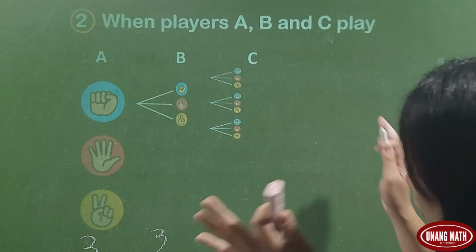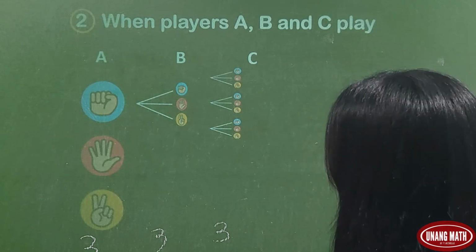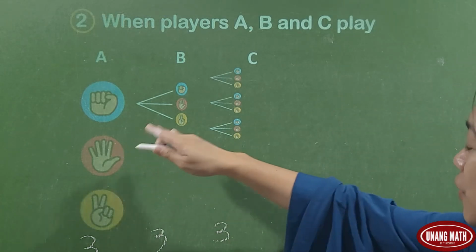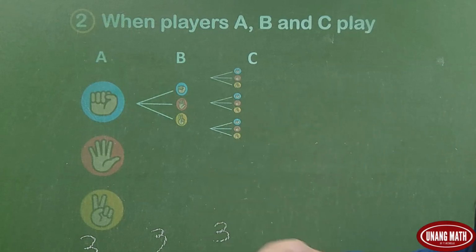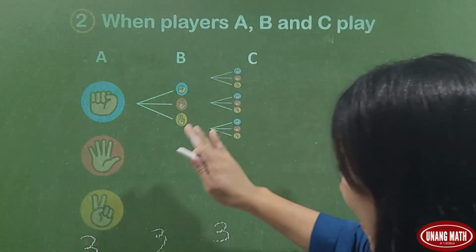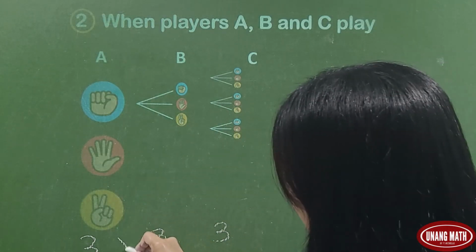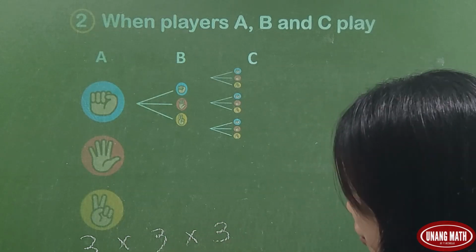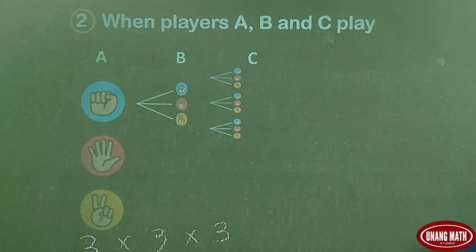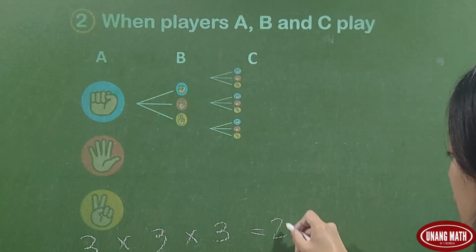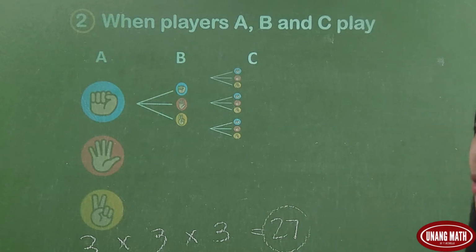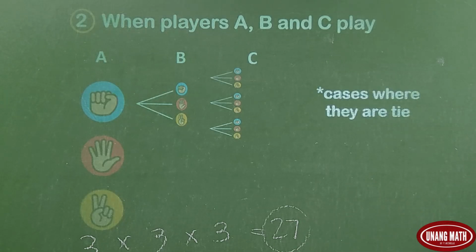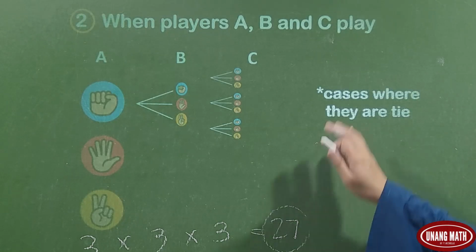So if we are going to find all the possible outcomes when these 3 players are playing rock, paper, scissors, again, since they're playing at the same time, then we know that we are just going to multiply these 3 numbers. So this is now equal to 27. So 27 outcomes.